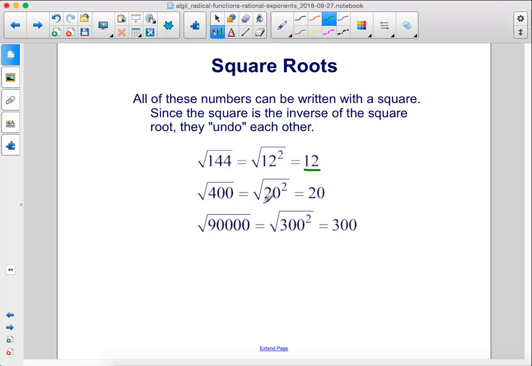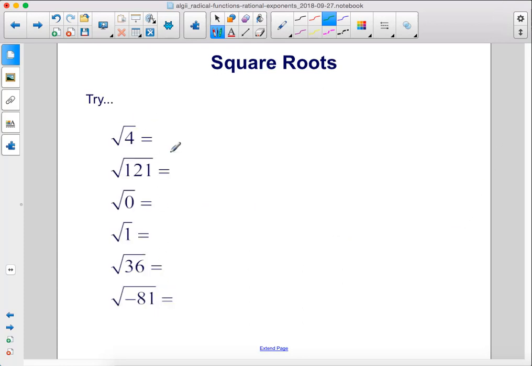Same with 400. The square root of 400 is the same thing as the square root of 20 squared, which is 20. And the square root of 90,000 can be rewritten as the square root of 300 squared, and the square and the square root undo each other, leaving you with 300. Let's try a few. The square root of 4 can be rewritten as the square root of 2 squared, and this cancels out with the 2, leaving us with 2.